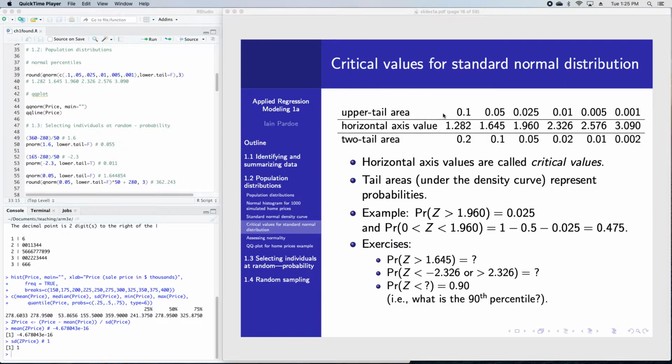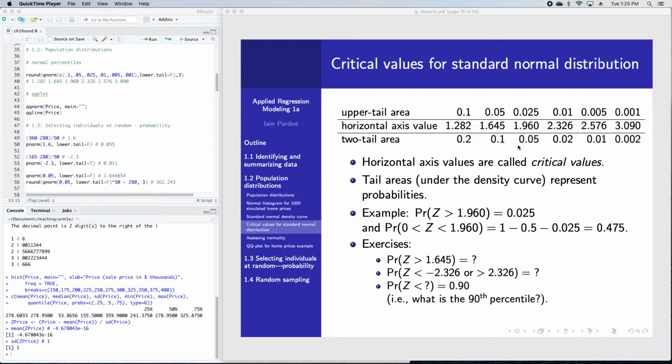Let's look at the top row of the table next. These are upper tail areas. Let's look at the 0.1. What that means is that if I have a horizontal axis value, a critical value of 1.282, the upper tail, which is the tail area to the right of 1.282, is 0.1 or 10%. The upper tail area to the right of 1.645 is 0.05 or 5%. The upper tail area to the right of 1.96 is 0.025 or 2.5%, and so on.